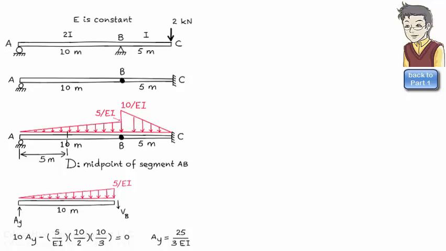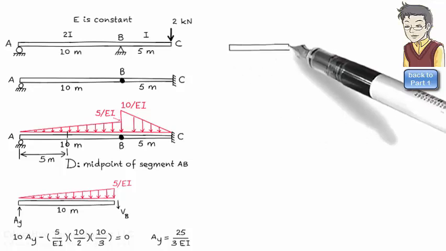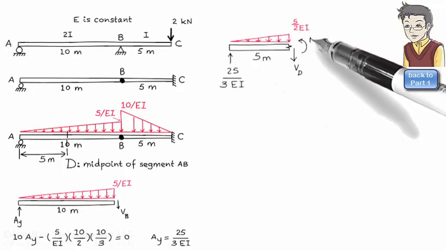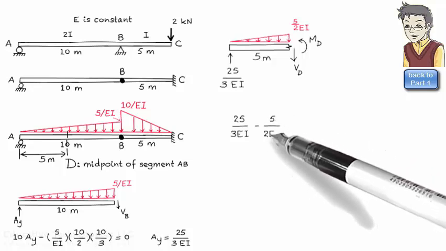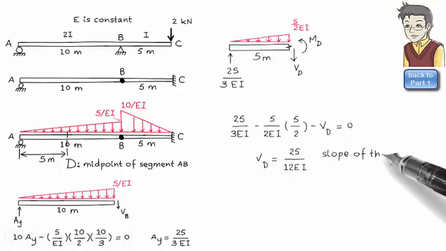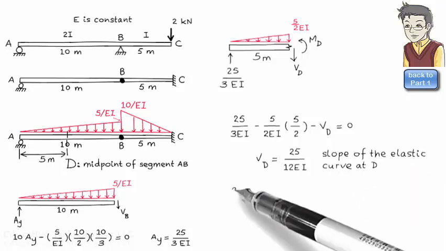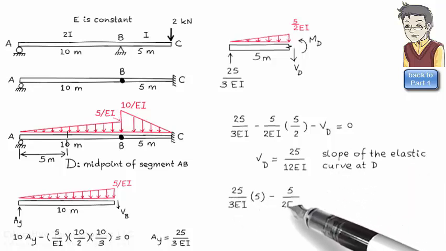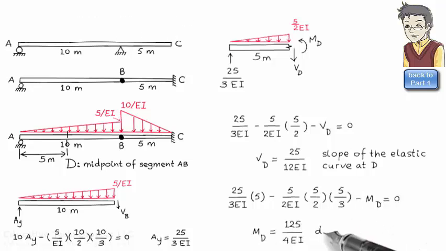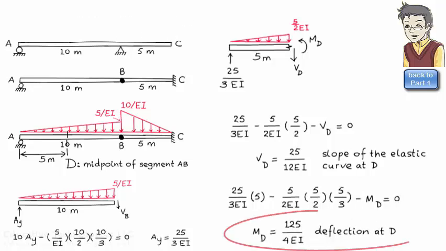To find bending moment at D, cut the beam at D, draw the free body diagram of the left segment, then use the equilibrium equations to determine the unknowns. Deflection at D is positive 125 over 4 EI. The positive sign indicates that the beam bends upward in segment AB.